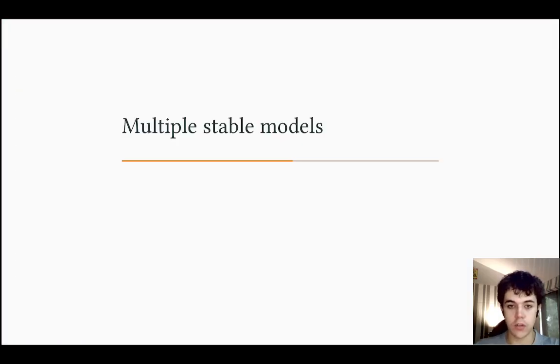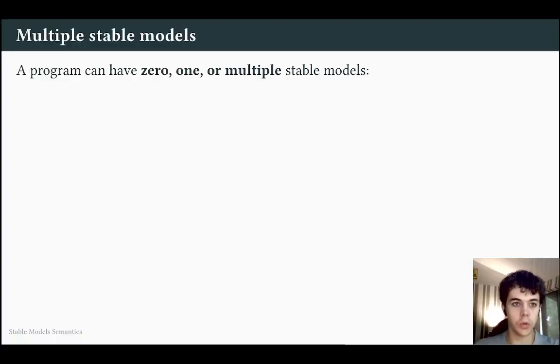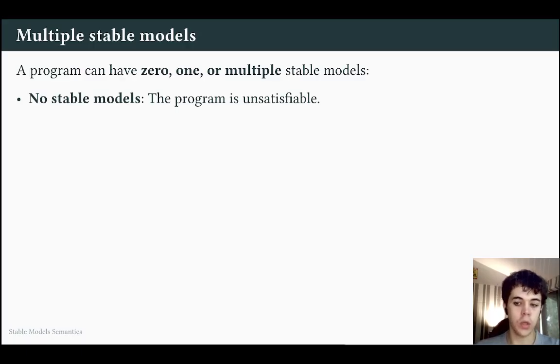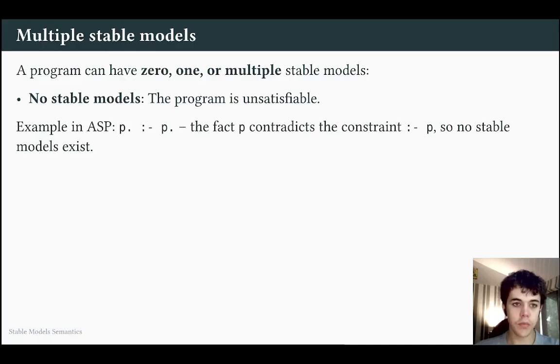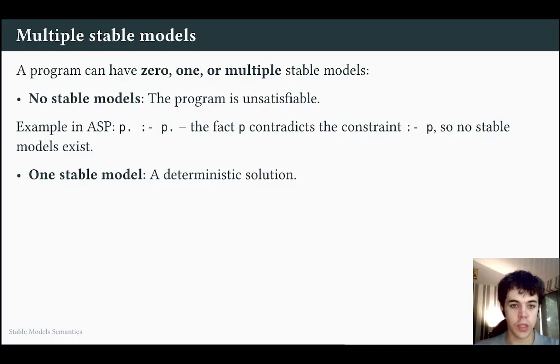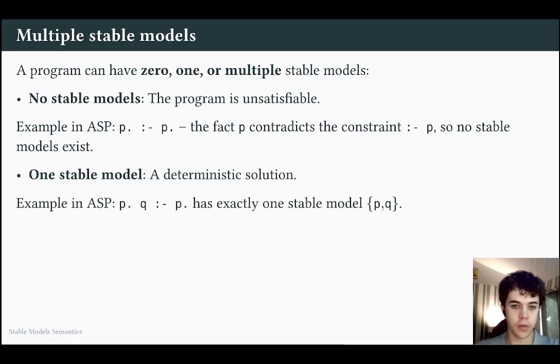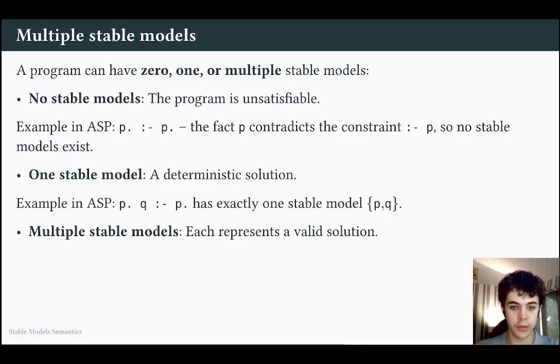In stable model semantics, we can have multiple stable models. A program can have 0, 1, or multiple. If it has no stable models, the program pi is unsatisfiable or inconsistent. An example in ASP is the fact P and the constraint not P, or P implies false. If it has one stable model, it is the deterministic solution. Here's an example in ASP. And if it has multiple stable models, each stable model is a valid solution to the initial program.